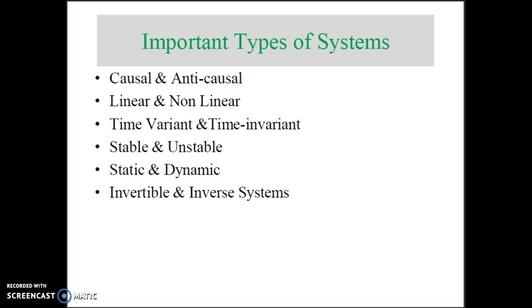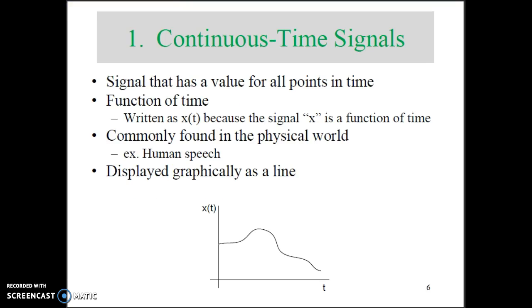Now there are some important types of systems. First, causal and anti-causal systems. Second, linear and non-linear systems. Time variant and time invariant systems. Stable and unstable systems. Static and dynamic systems. Invertible and inverse systems. Let us see the first important types of signals in detail.